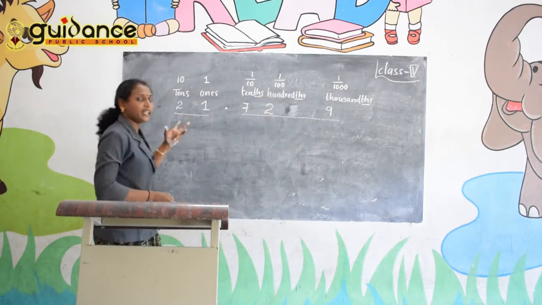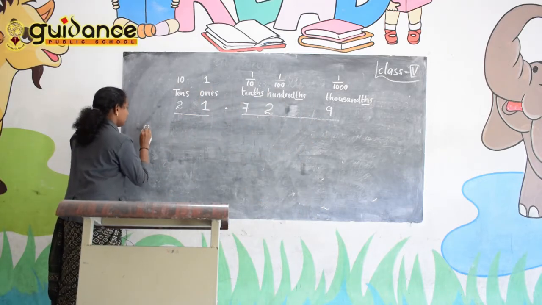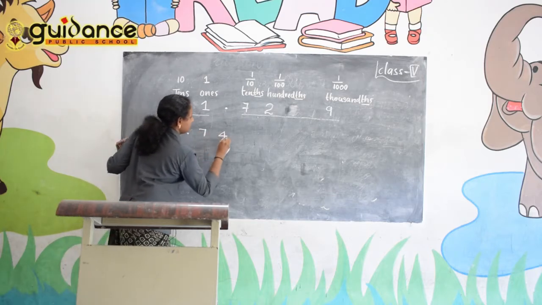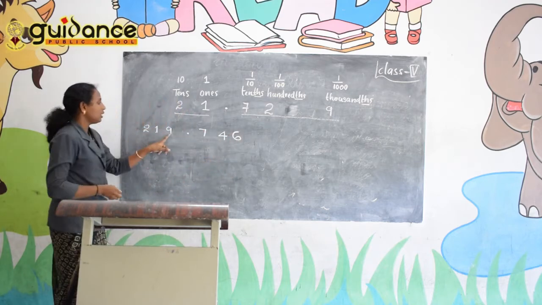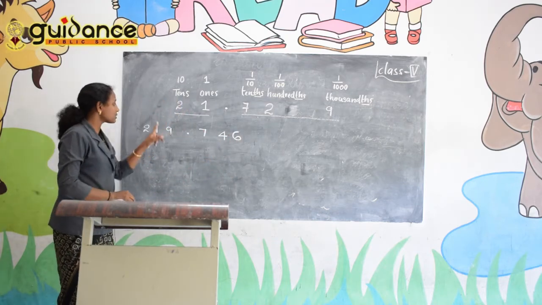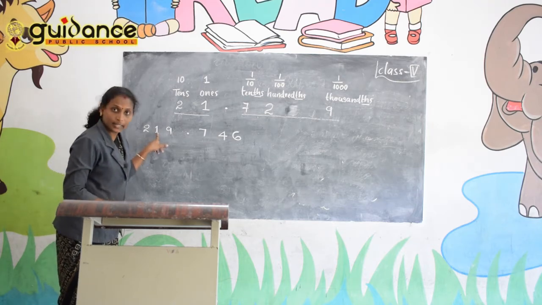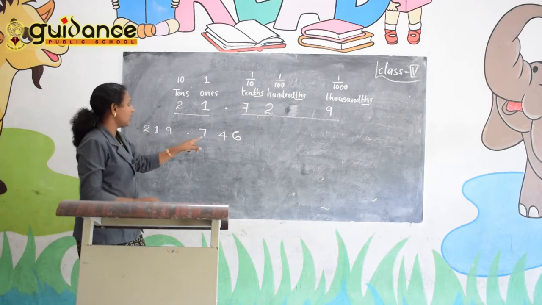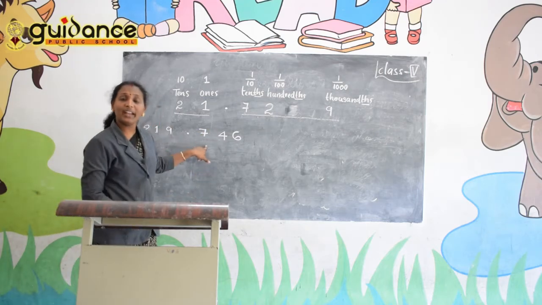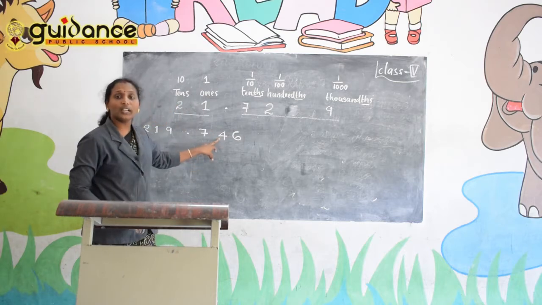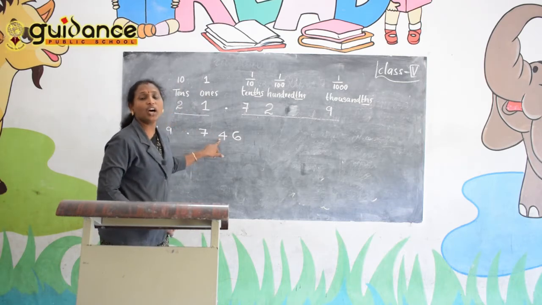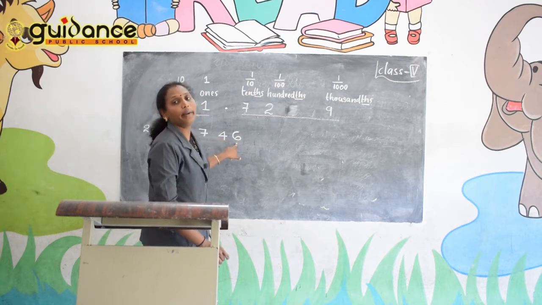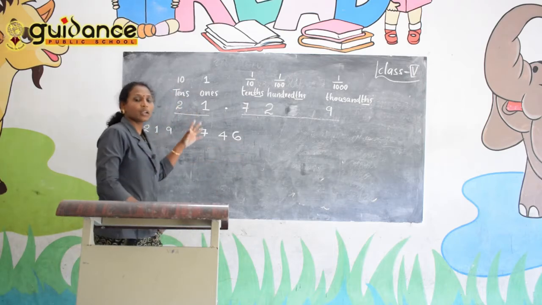Okay, I will read another example. So 9 is in the ones place, 1 is in the tens place, 2 is in the hundreds place, 7 is in the tenths place or 1 by 10, 4 is in the hundredths place or 1 by 100, and 6 is in the thousandths place or 1 by 1000. So this is the representation.